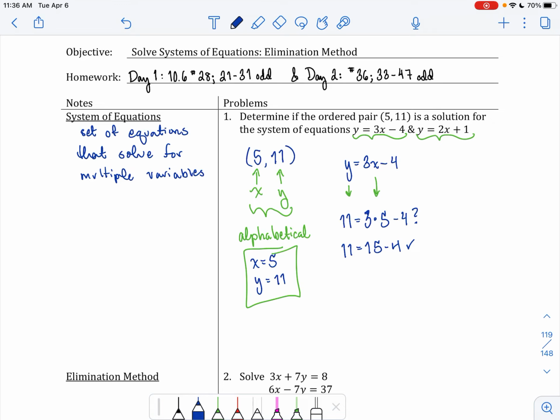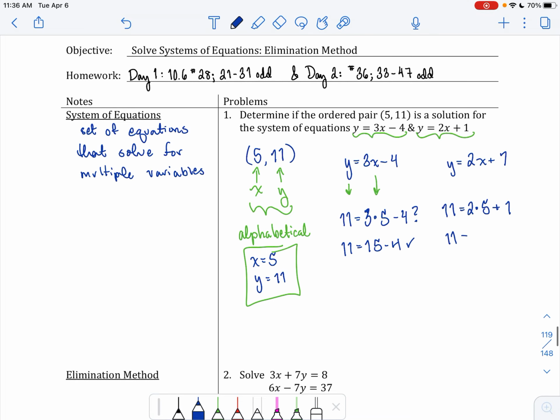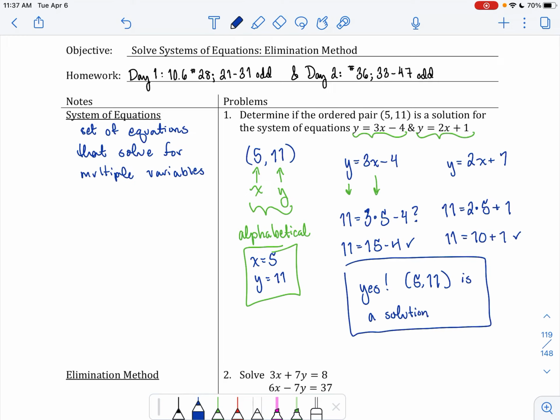Now the question is, is it a solution for the second? So we'll use the second equation. Plug in our same numbers. 11 is equal to 2 times 5 plus 1. And yes, because that would mean that 11 is equal to 10 plus 1, which is also true. So yes, 5, 11 is a solution for this system. And in fact, it is the only solution for this system.